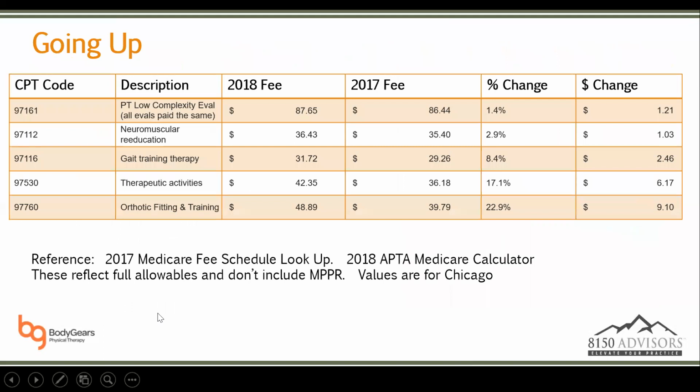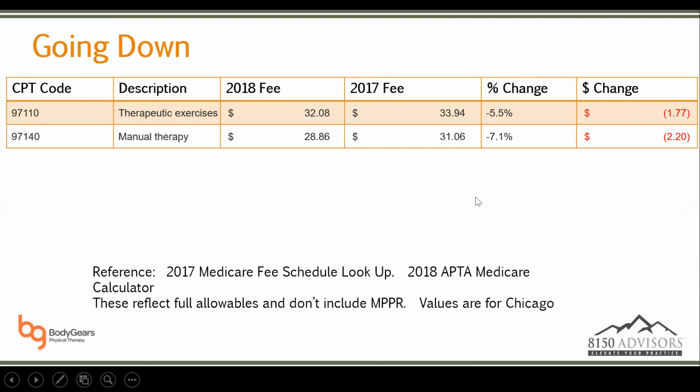So what does that look like for you? These values are specifically for Chicago, but they're not far off for Missouri and California and other areas of Illinois. But basically, you're getting a slight bump for the evals. You're getting a 2.9% increase for neuromuscular re-education, 8.4% for gait training, 17.1% for therapeutic activity. And so that's a big jump for the therapeutic activity code. What is going down? TheraEx by 5.5% and manual therapy by 7.1%. So just good information to know and understand for 2018 for Medicare.